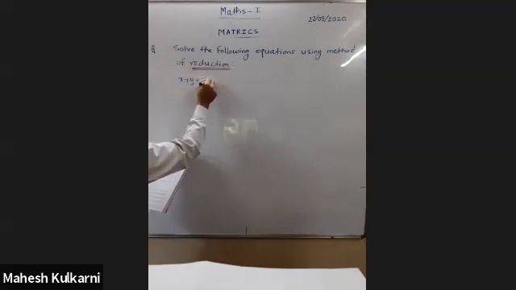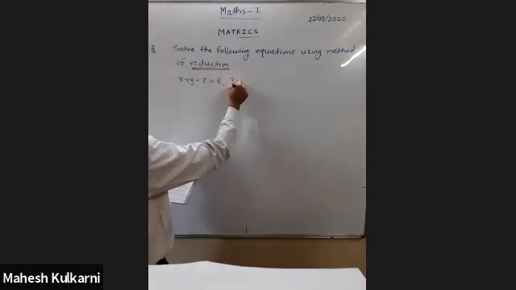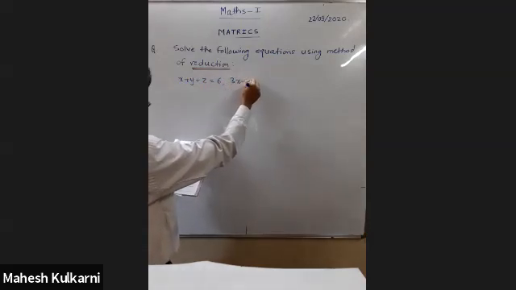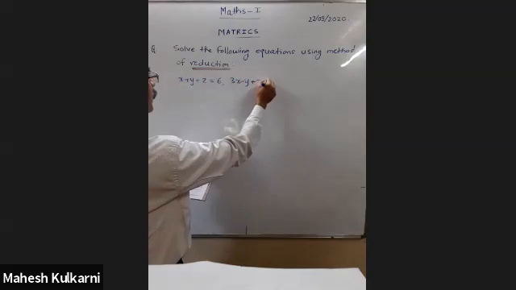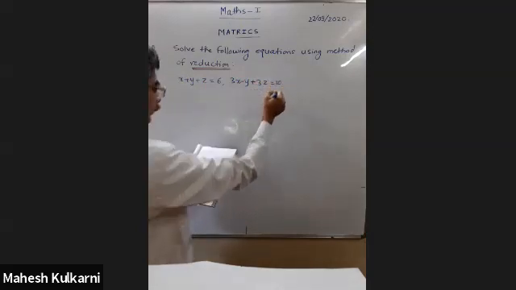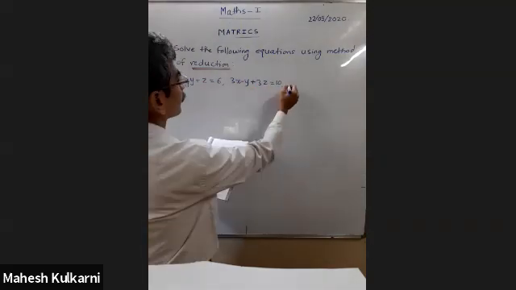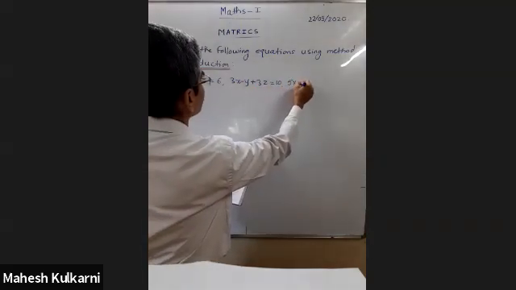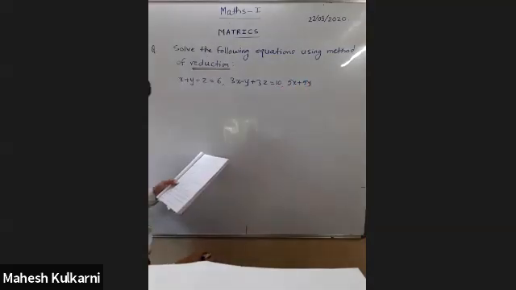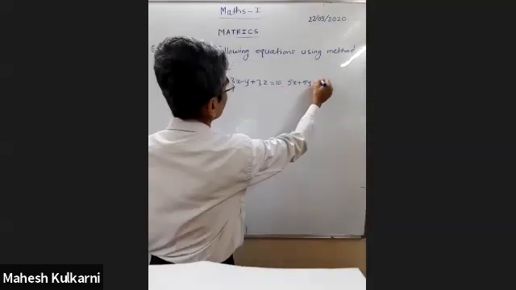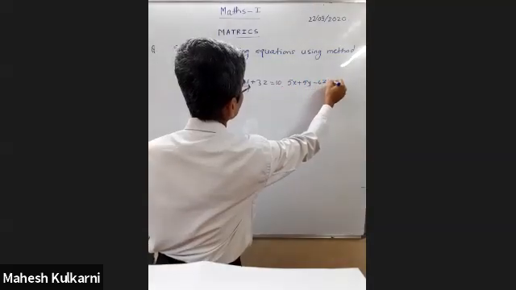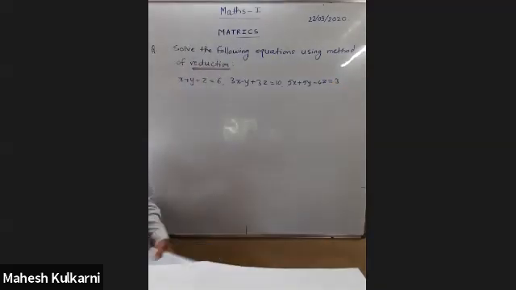x plus y plus z is equal to 6. 3x minus y plus 3z is equal to 10. And 5x plus 5y minus 4z equal to 3.